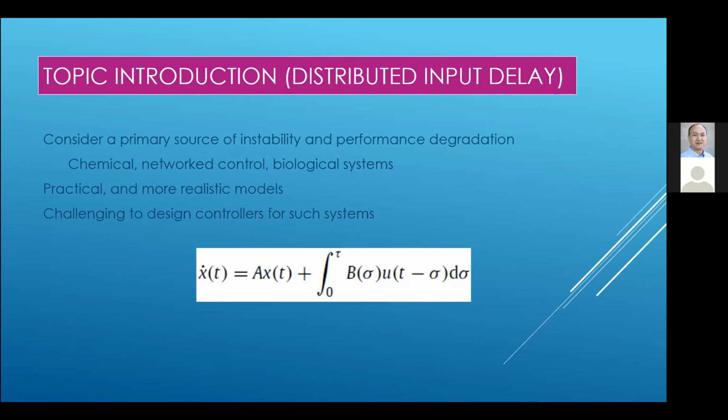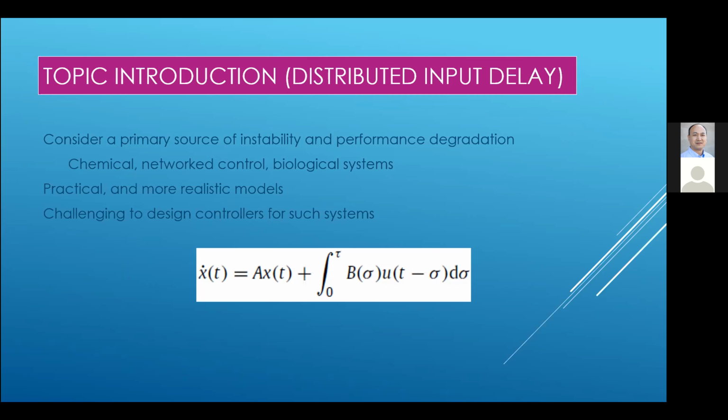So first, we have the topic introduction again, which will be about the distributed delay. So distributed delays are problems that arise in the modeling of control systems, and they are considered to be primary sources of instability and performance degradations. They are present in chemical, network, control, and biological systems, and many other control systems.